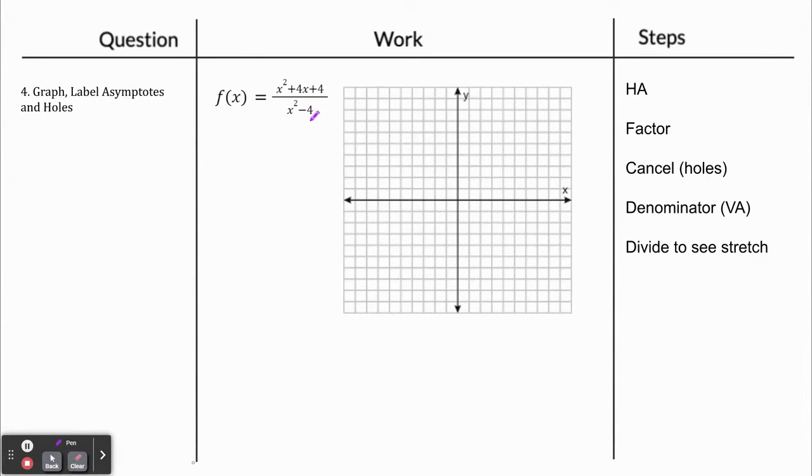Here we are going to graph this function, which is not in transformation form. So it's going to be a little bit different. What I'm going to do is first look for the discontinuities, so any asymptotes or holes.